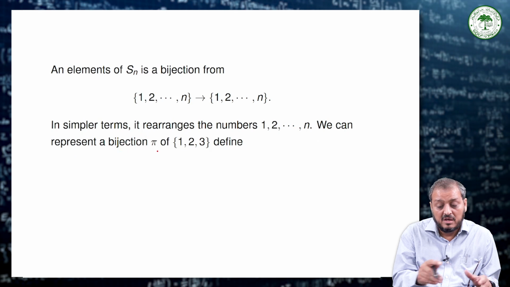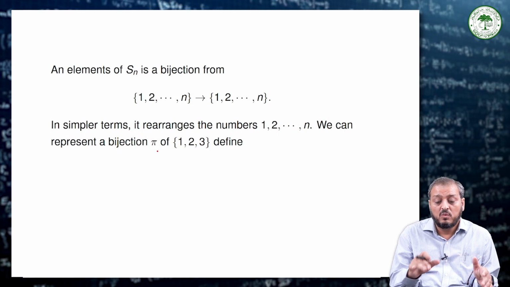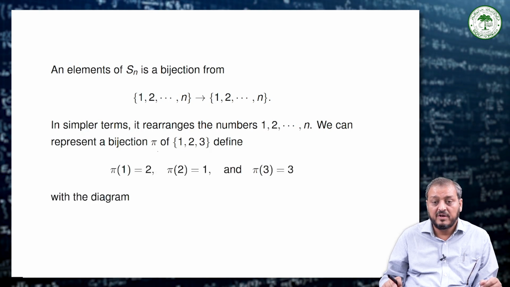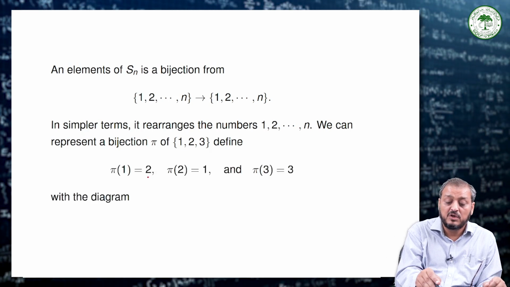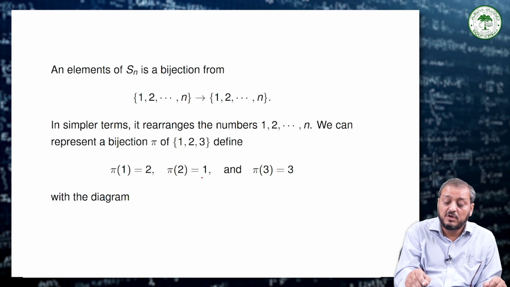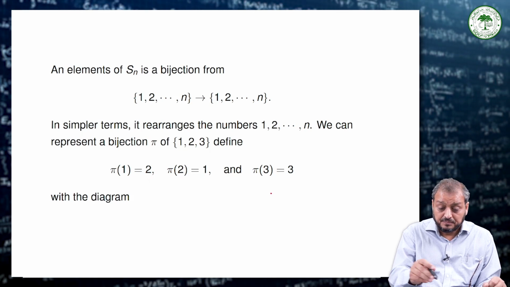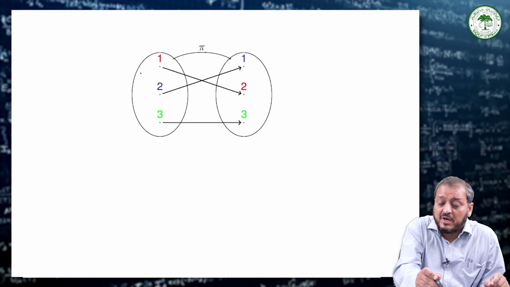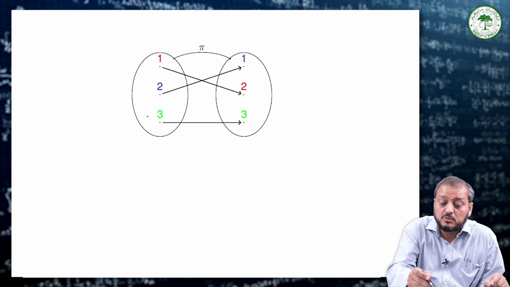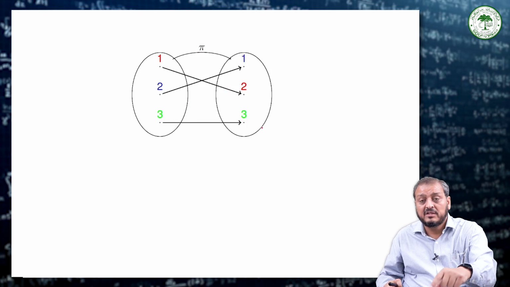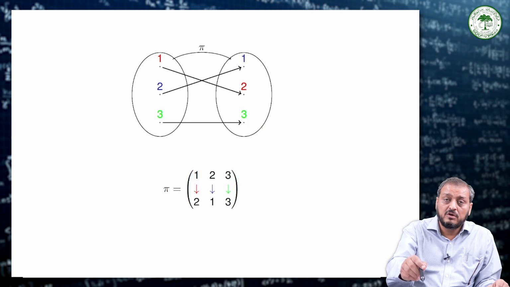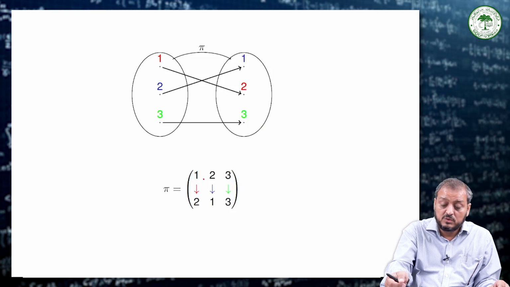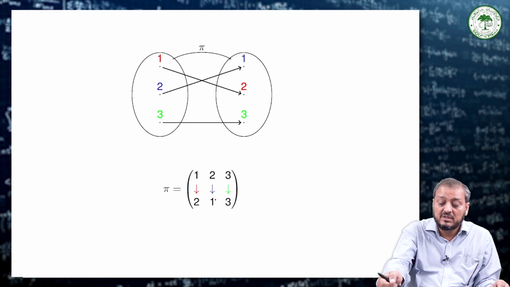We can represent a bijection pi of 1, 2, 3. Take simply n equal to 3, and define the bijection in the form pi 1 is equal to 2, pi 2 is equal to 1 and pi 3 is equal to 3. In the diagram, pi maps 1 to 2, 2 to 1 and 3 to 3. In the two-row notation of the symmetric group, we write 1, 2, 3 on top, and 1 goes to 2, 2 goes to 1 and 3 goes to 3.